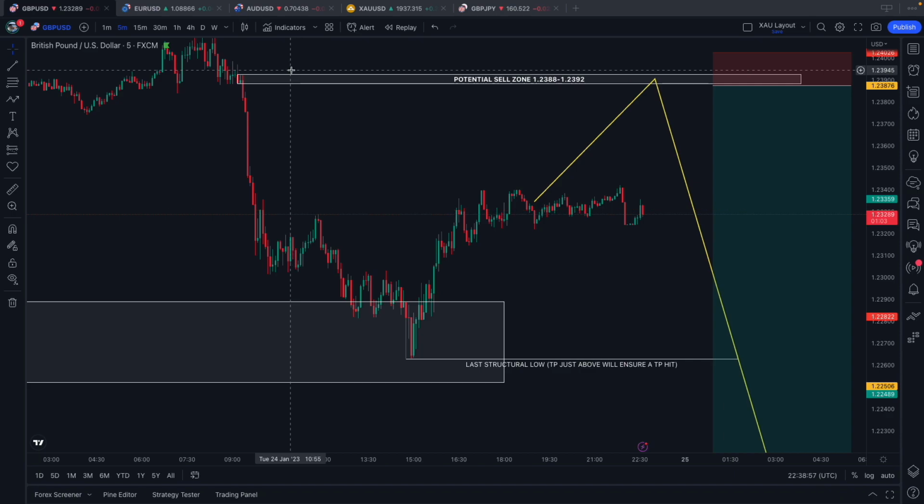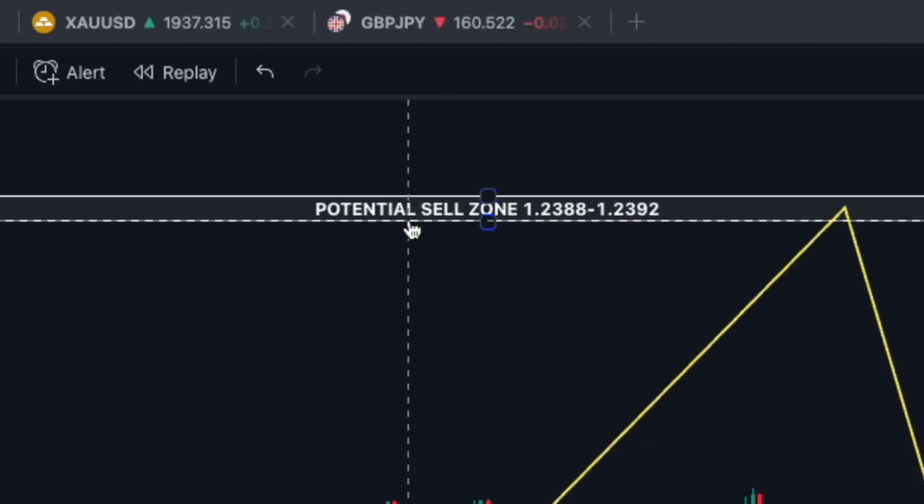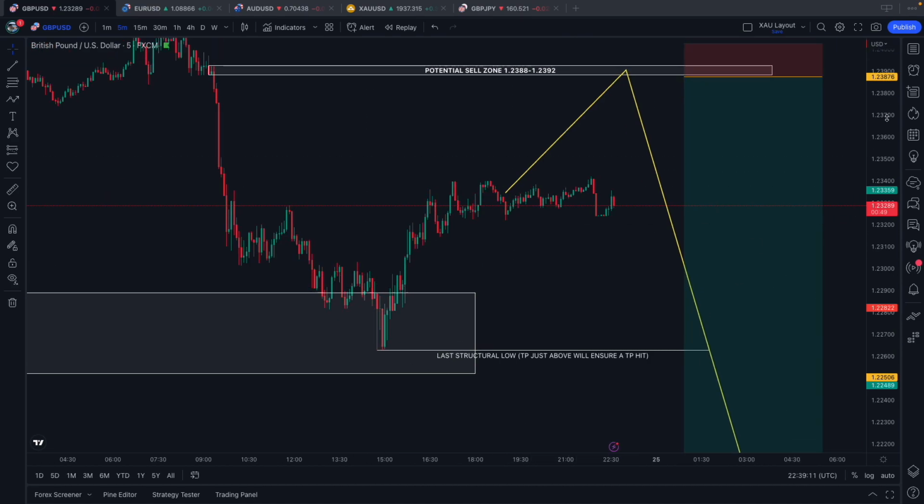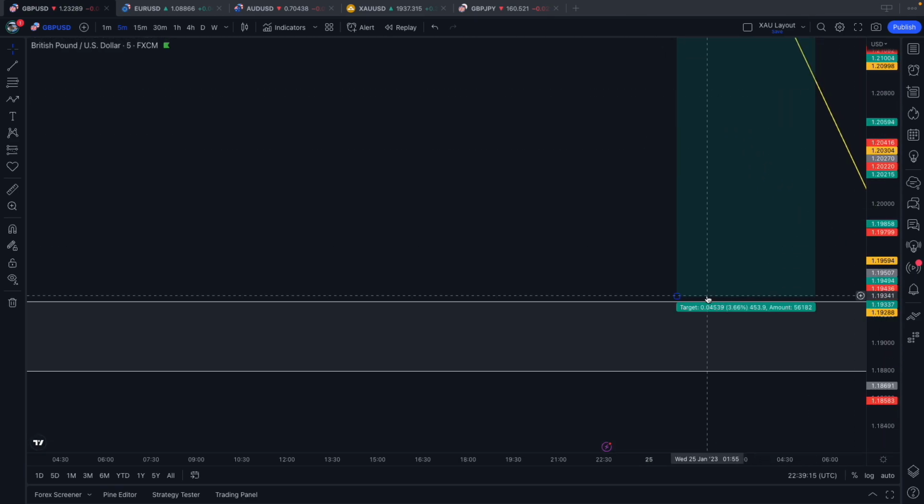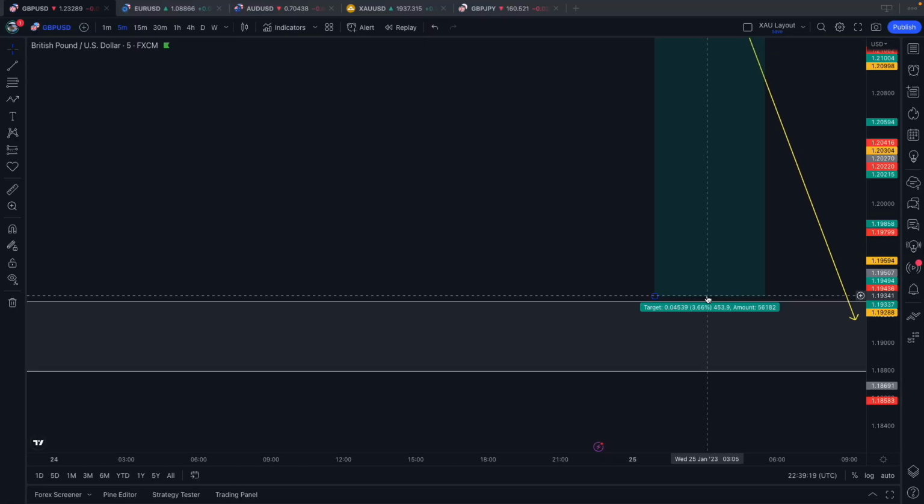This is on the 5-minute time frame, so just look at the last buy to sell candle before this big move down. Highlight this zone out for yourself. The increments are here. You can set your take profit target just above this last structural low if you wanted to. If you wanted to stretch it further, you could have it as low as this, which is 1.1934. So again, pause the video and highlight this out for yourself.